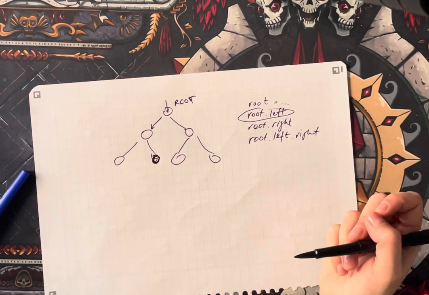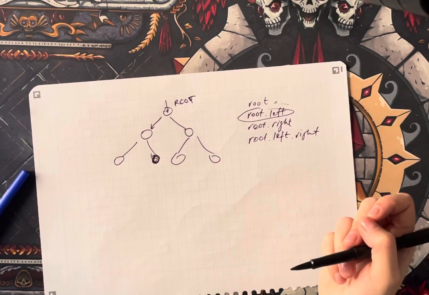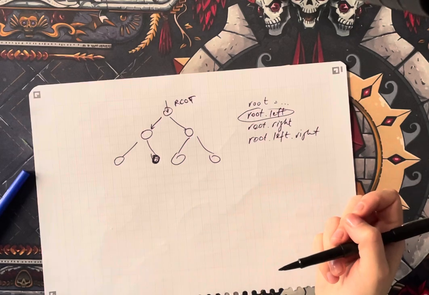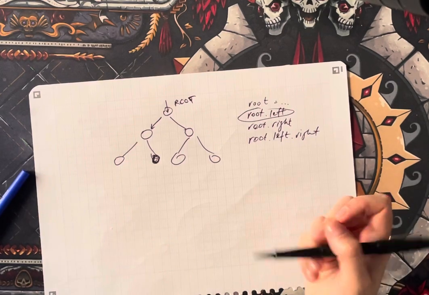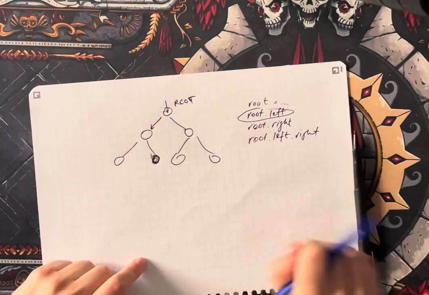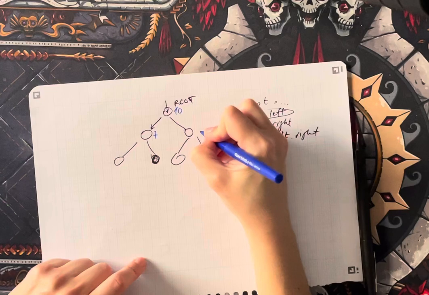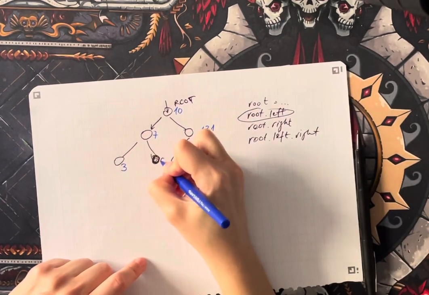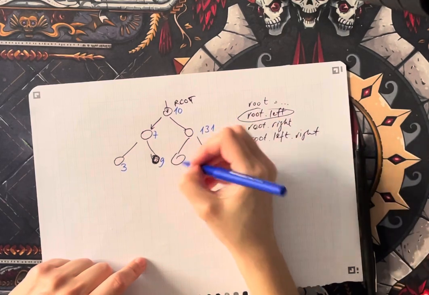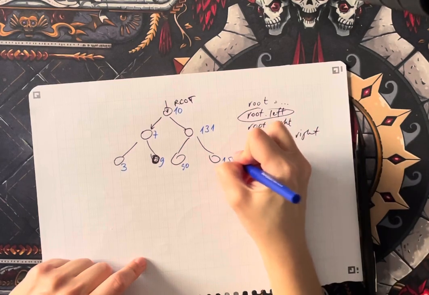Now, I will give a very practical example of how organizing numbers in a structure like this can help us build things more efficiently. Imagine that a tree contains integers, let's say 10, 7, 141, 3, 9, say 90, and 150.